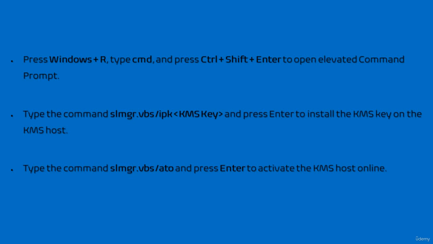Press Windows plus R, type CMD, and press Ctrl-Shift-Enter to open the elevated command prompt. Then type the command slmgr.vbs /ipk with your KMS key and press Enter to install the KMS key on the KMS host. Then type the command slmgr.vbs /ato and press Enter to activate the KMS host online.